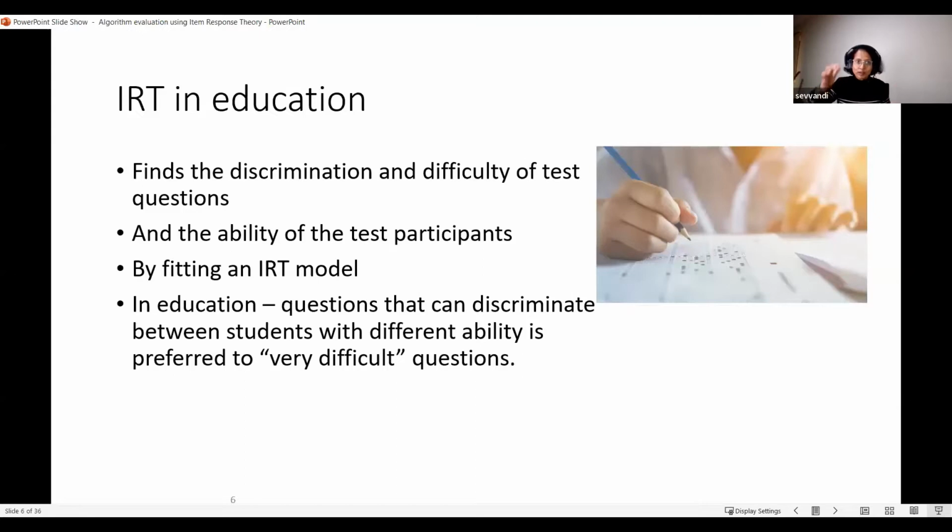In education, we use IRT to find the discrimination and difficulty of test questions, and also the ability of the participants, and you fit the IRT model and you can find these things. In an educational context, we like questions that can discriminate between students with different abilities, rather than having all very difficult questions. As educators, we know we can make lots of difficult questions, but that's not going to give us anything. The questions that can differentiate between students with different abilities are what's better.